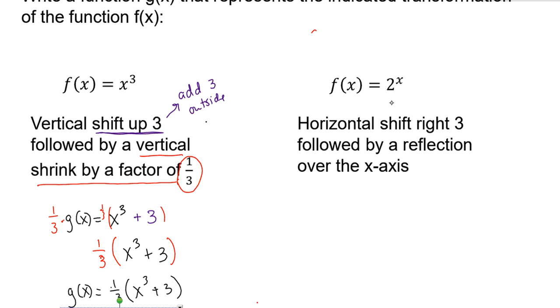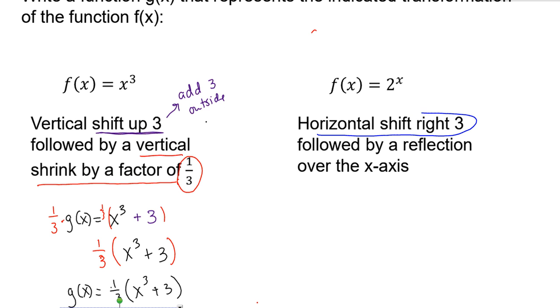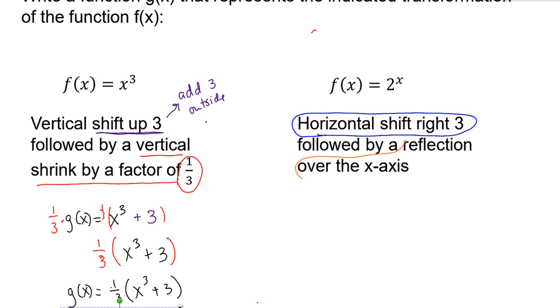Okay, this one right here is exponential. We've got a horizontal shift right and a reflection over the x-axis. So let's do horizontal shift right in blue, and then we will do reflection over the x-axis in orange.